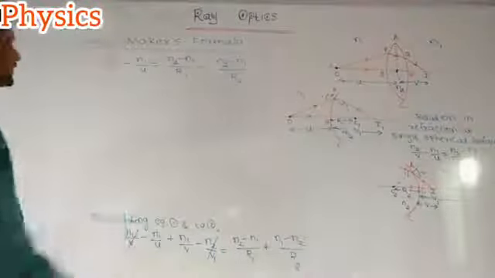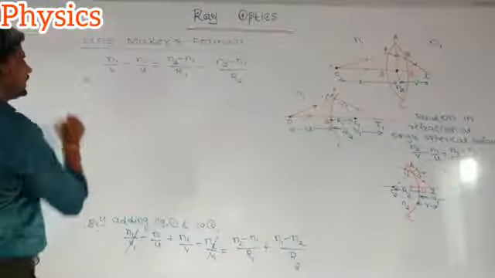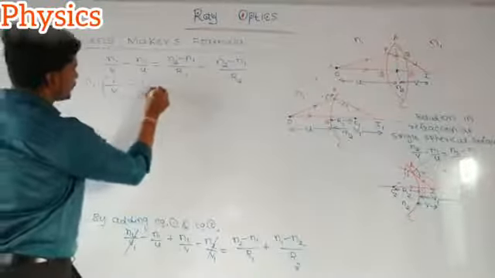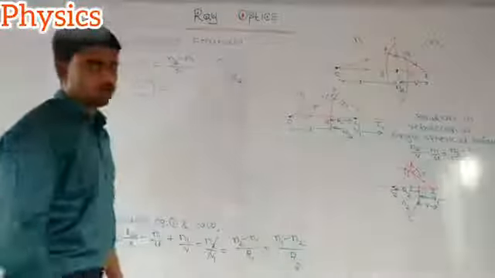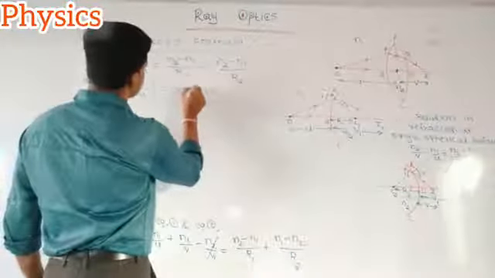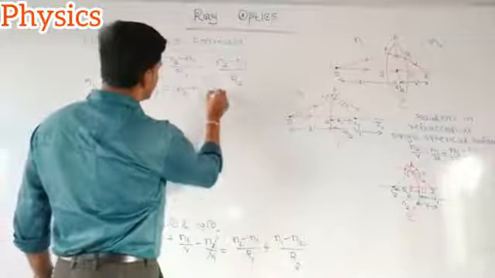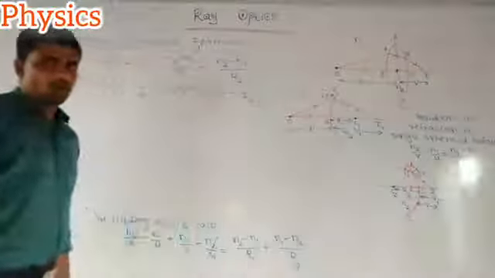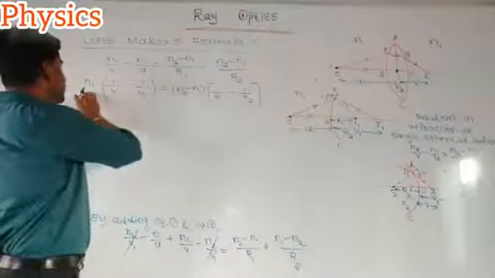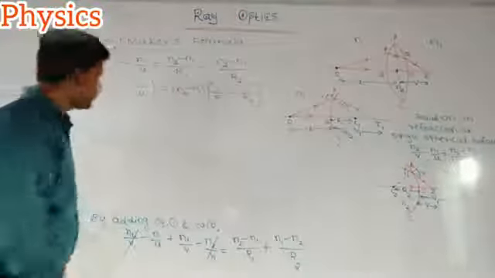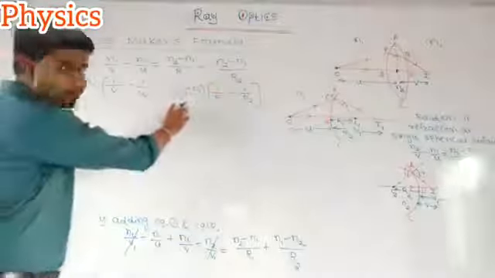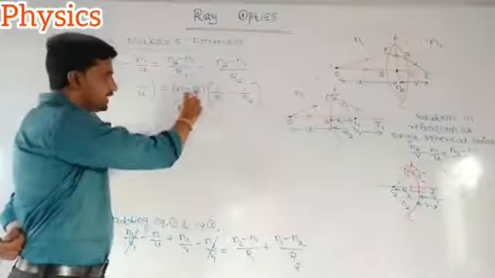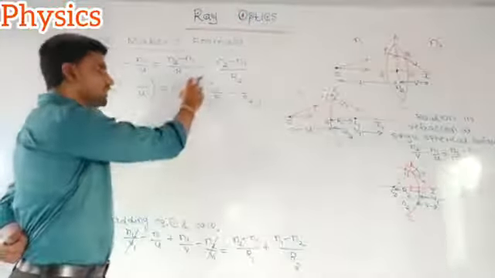See here, in the left hand side, n1 is common. Take it out. Then inside the bracket, I will get 1 by v minus 1 by u. In the right hand side, n2 minus n1 is common. Take it out. Then (n2 minus n1) into (1 by R1 minus 1 by R2). Now the next step is to take this n1 from the left hand side to the right hand side. Then it becomes n2 divided by n1 minus n1 divided by n1. Here n1 divided by n1 cancels, so we get 1.